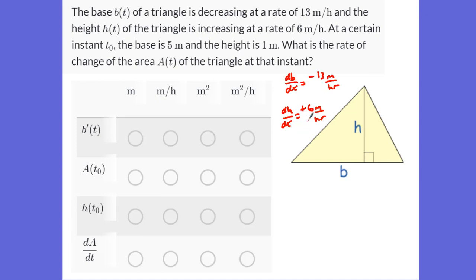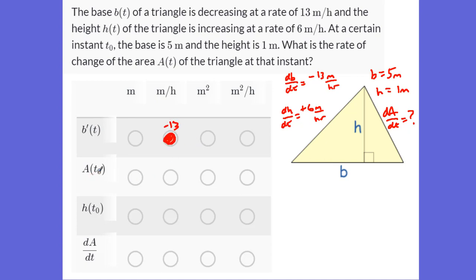So you can see at a certain instant the base is equal to 5 meters. The height is equal to 1 meter. And it says what is the rate of change of the area at that instant. So we're trying to find the area with respect to time. That's what we're trying to find. There's all my information there. What are the units of b prime of t? B prime is a rate. So that's meters per hour, isn't it? That's the negative 13.